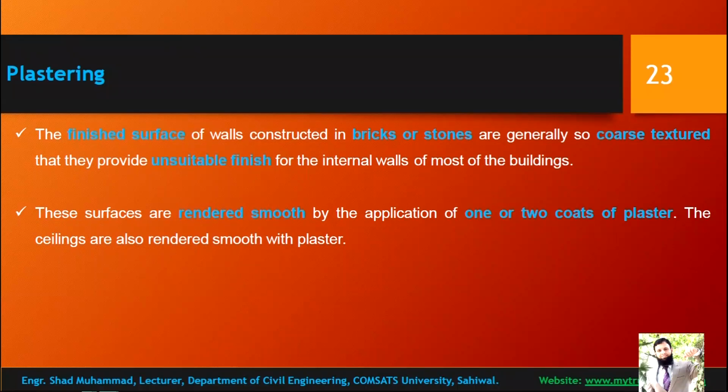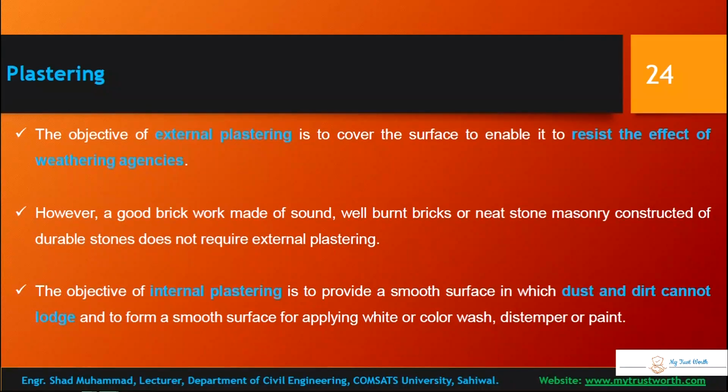The ceiling is also rendered smooth with plaster. The objective of external plastering is to cover the surface to enable it to resist the effect of weathering agencies. Alright, we have studied the function of the plastering. However, a good brickwork made of sound, well-burned bricks or neat stone masonry constructed of durable stones does not require external plastering. You can see that good brickwork is necessary, made of sound, well-burnt bricks.